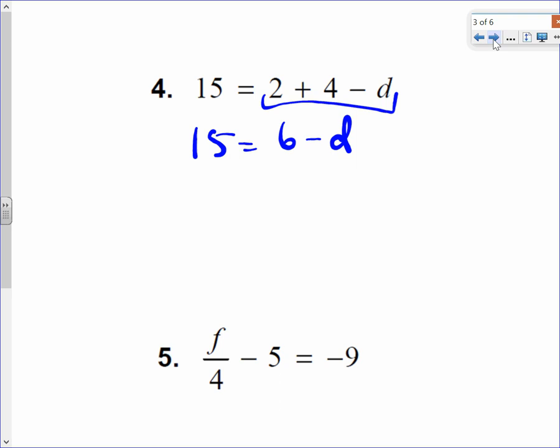What's the coefficient of the D? It's a negative 1, because this is a minus D. So look what I'm going to do. Just to make sure in my mind I know that's a negative 1D, I'm going to put a plus negative 1.